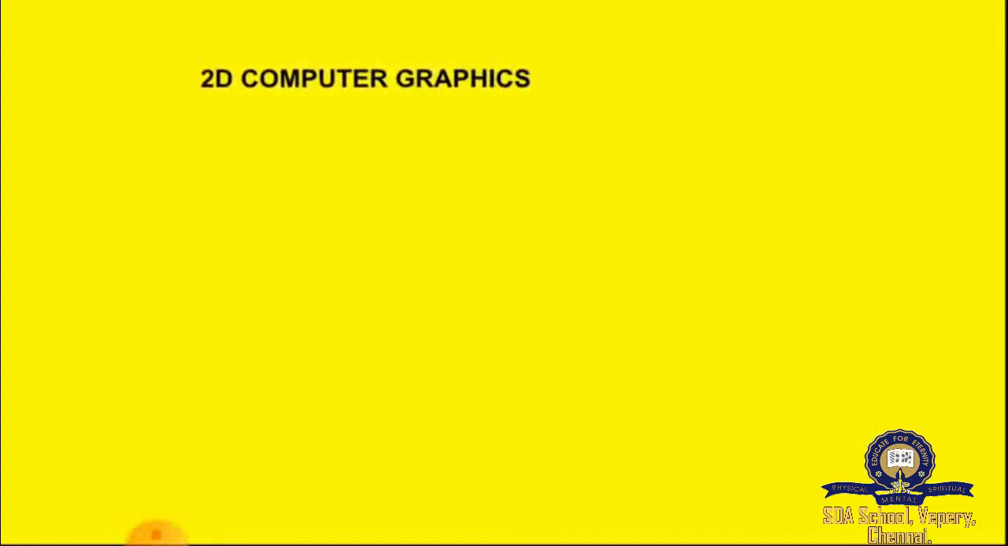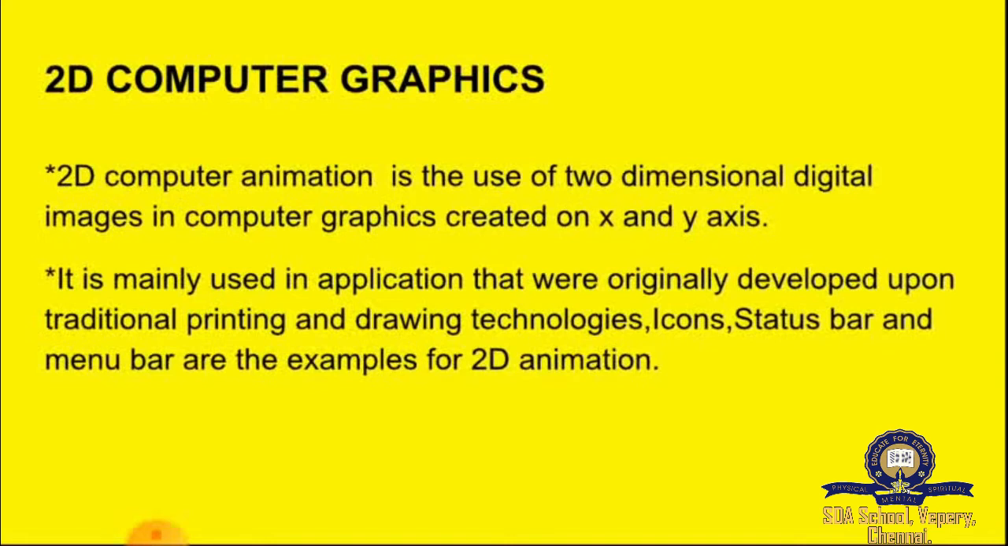2D computer graphics. 2D computer animation is the use of two-dimensional digital images in computer graphics created on X and Y axis. It is mainly used in applications that were originally developed upon traditional printing and drawing technologies. Icons, status bar and menu bar are the examples of 2D animation.